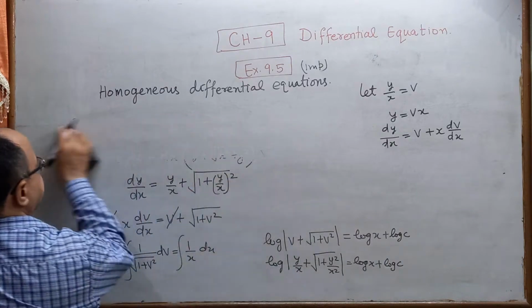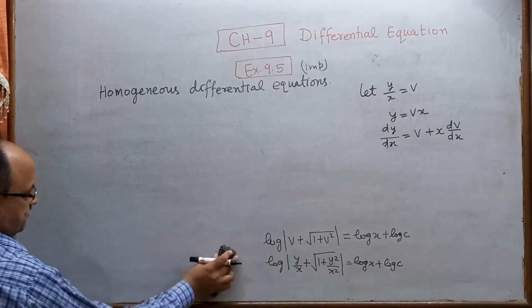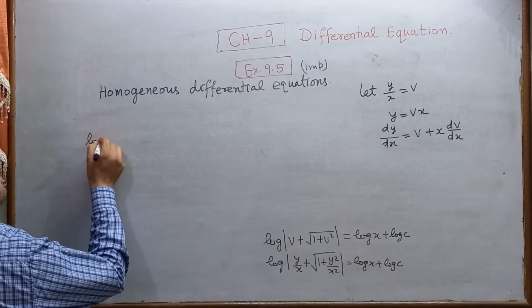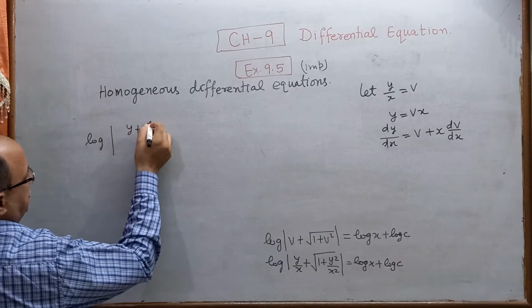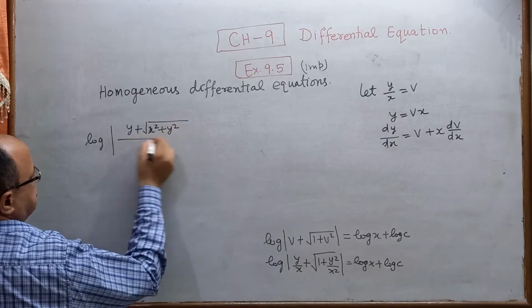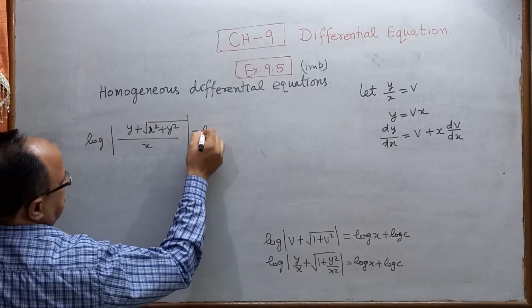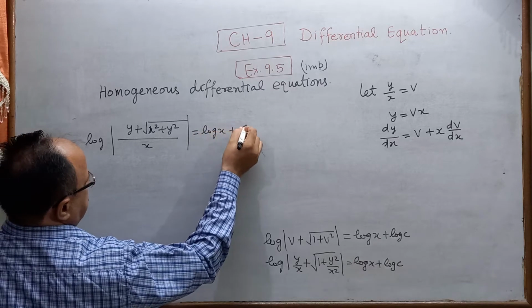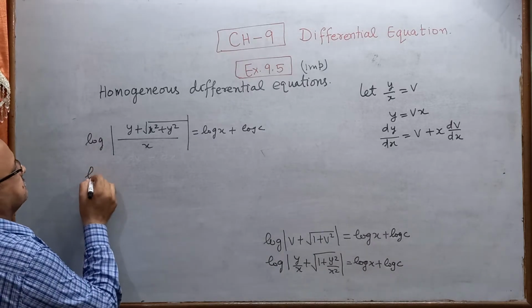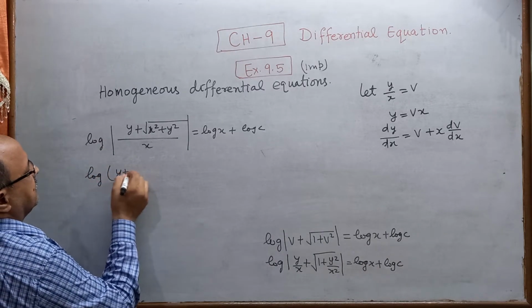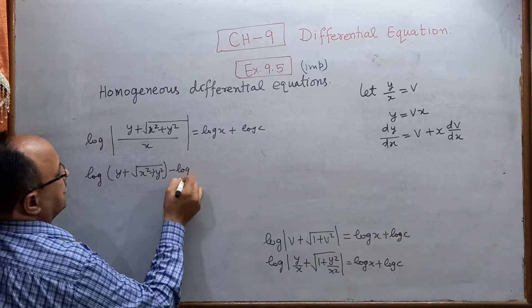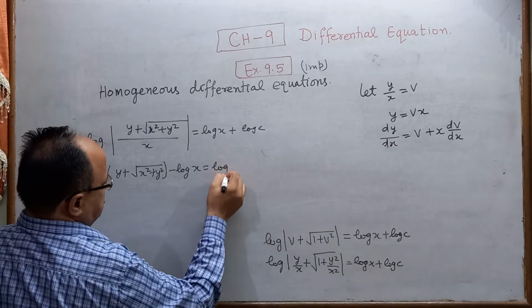Now take LCM. LCM of x, we can write log y plus root x square plus y square upon x. This is equal to log x plus log c. The log m by log n, that is log y plus root x square plus y square minus log x, that is log x plus c.